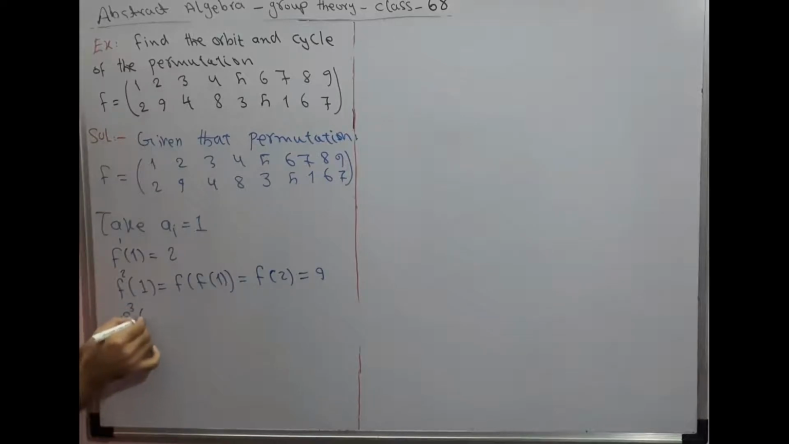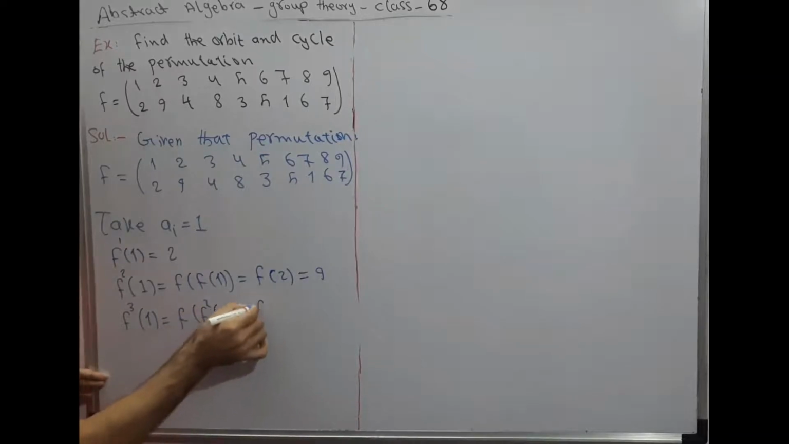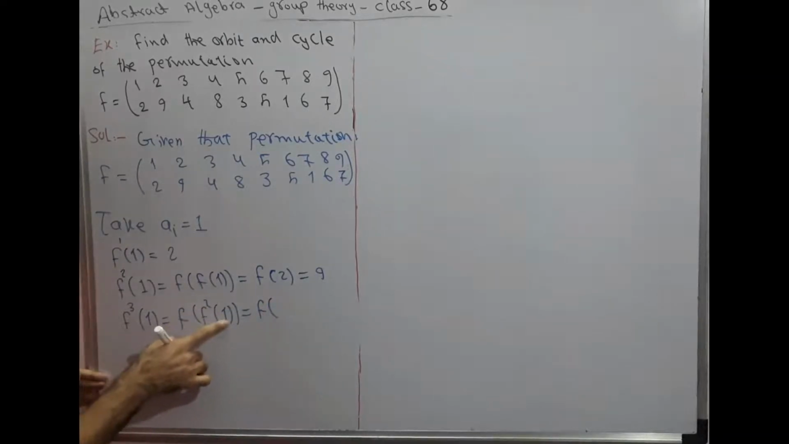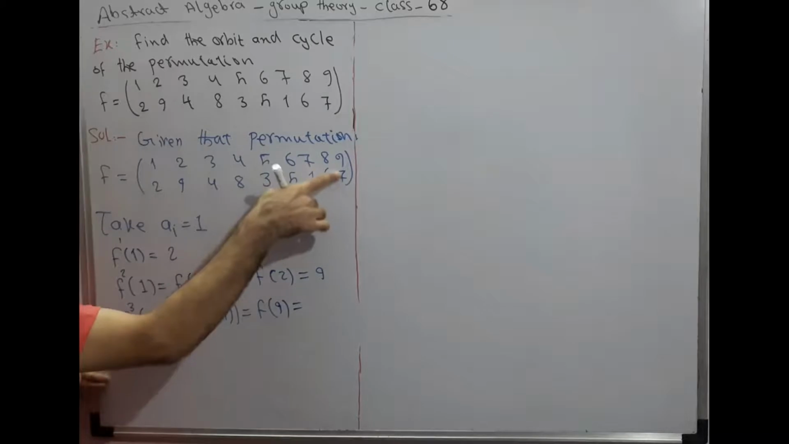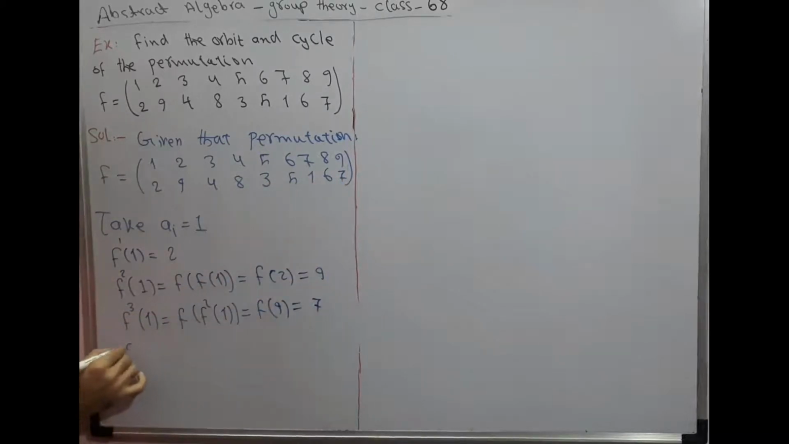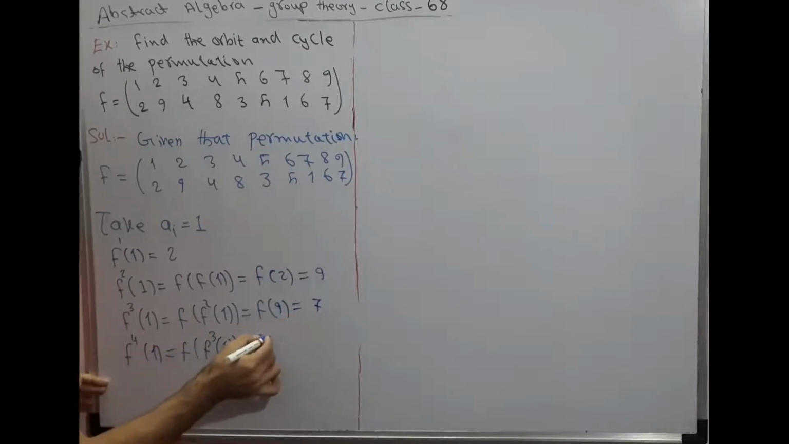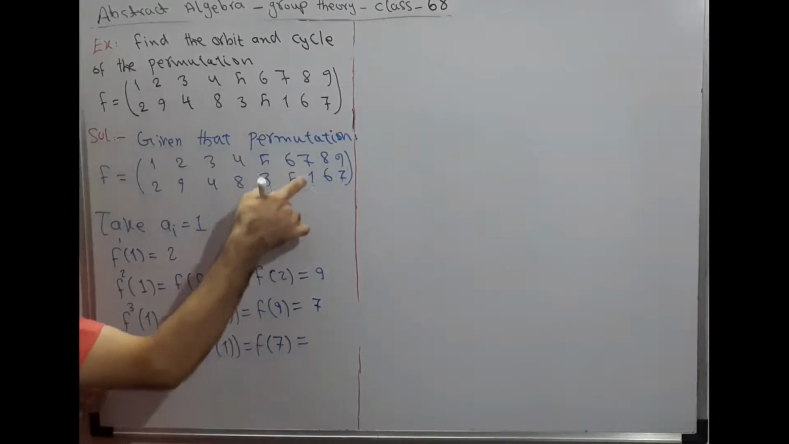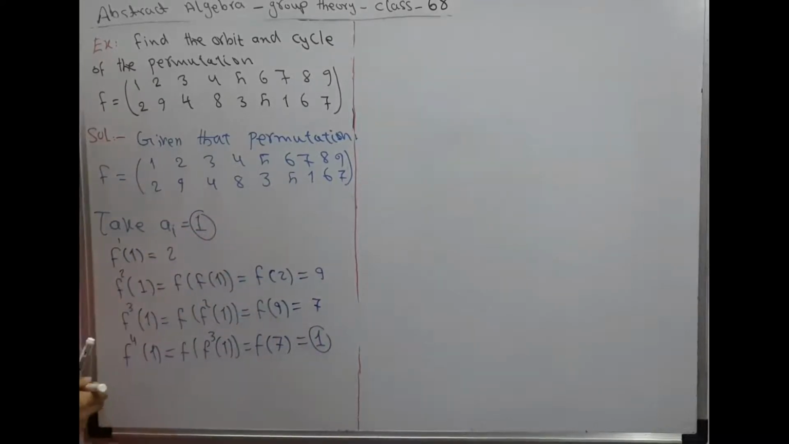f to the power 3 of 1 is equal to f of f to the power 2 of 1, which is f of 9, we get 7. f to the power 4 of 1 is equal to f of f to the power 3 of 1, which is f of 7, and f of 7 is 1. Again we reach 1.